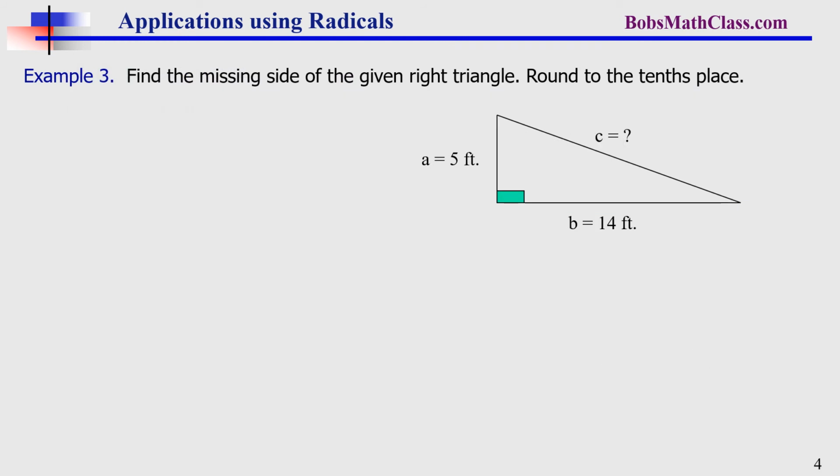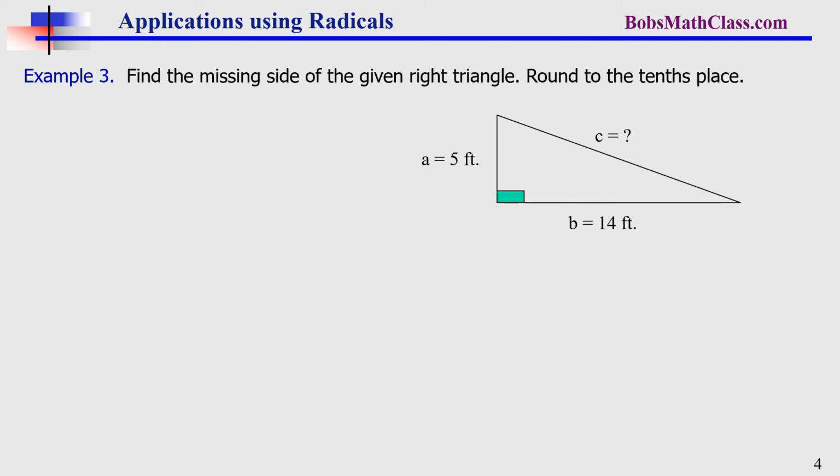Okay, so we're going to use that theorem to find the missing side of a triangle. So here we have a picture. The directions are to find the missing side of a given right triangle. Again, we're going to round to the tenths place. So rounding is one of those things that depends on the problem. In a chemistry class, you might want 4 significant digits. They'll always tell you what they want you to round to.